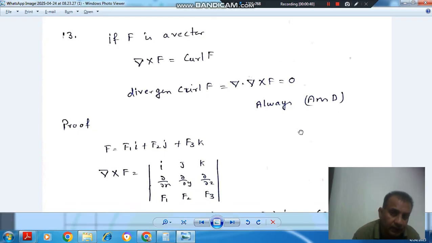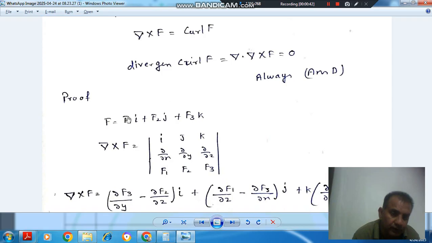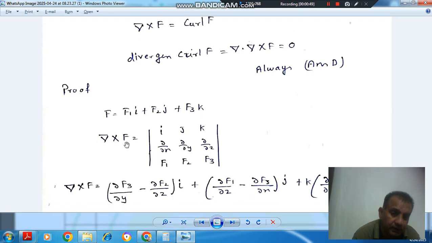That is always true. Take the vector F as F1 i plus F2 j plus F3 k, and then curl of F is the determinant with rows i, j, k; then ∂/∂x, ∂/∂y and ∂/∂z.